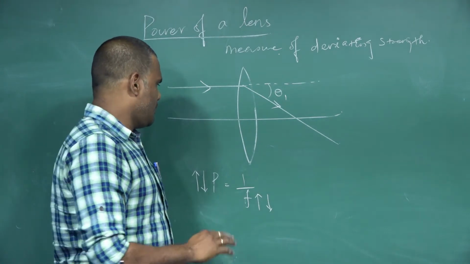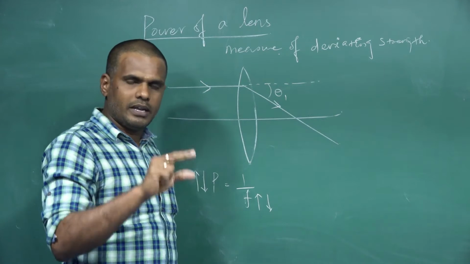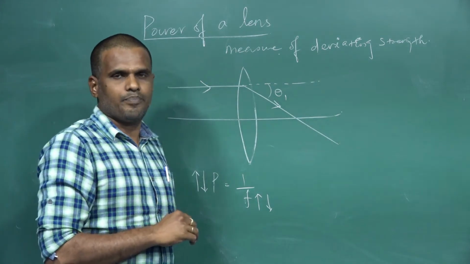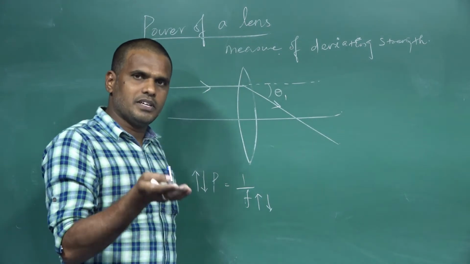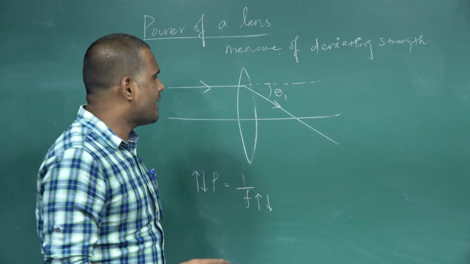So we can put it in a different form. If the power of a lens is more, the deviation produced by the lens is more, so the focal length is less. If the power of a lens is less, the deviation produced is less, and the focal length is more. We can understand it with a simple diagram.